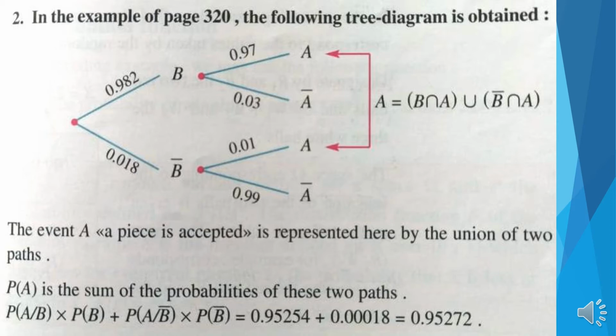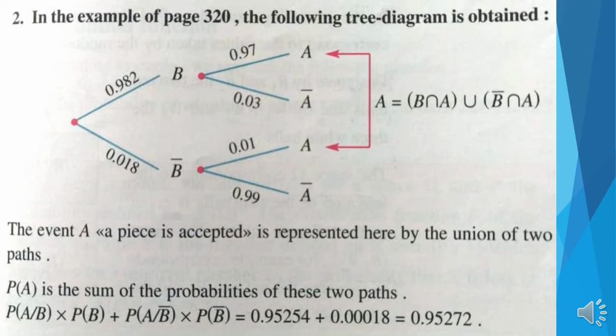Look at the red arrow. If we add both of them, you get the total probability of A. So what is A? According to the partition, A is A intersection B and A intersection B bar. So B intersection A union B bar intersection A. The event A is represented here by the union of the two paths.